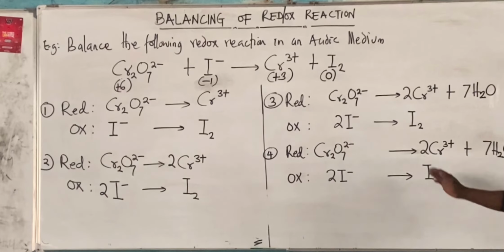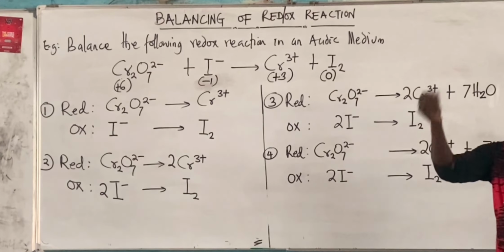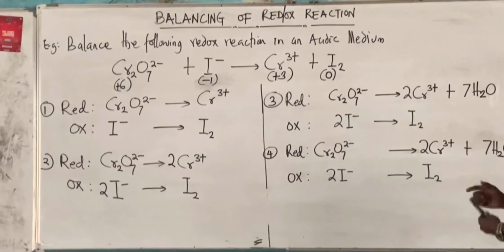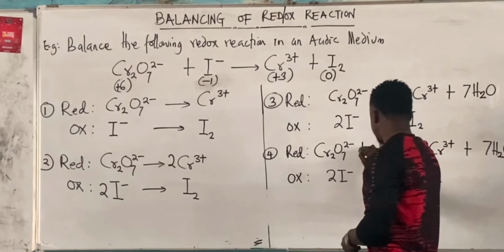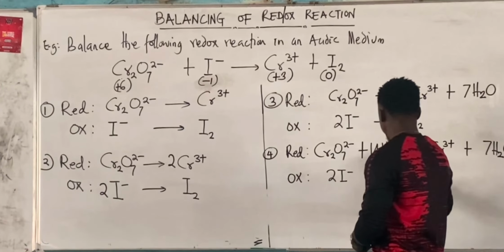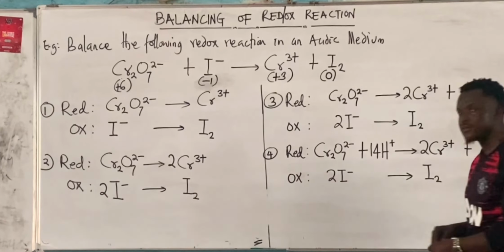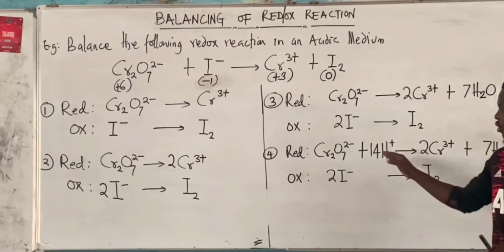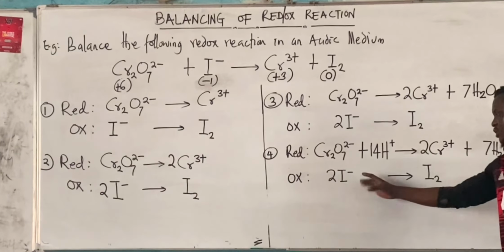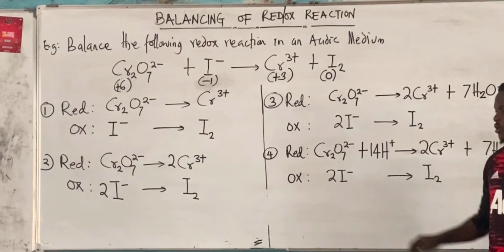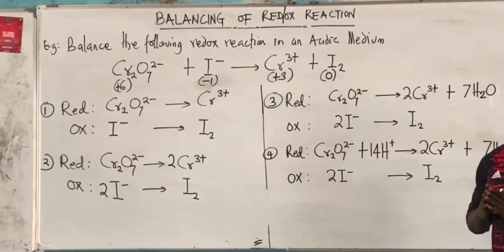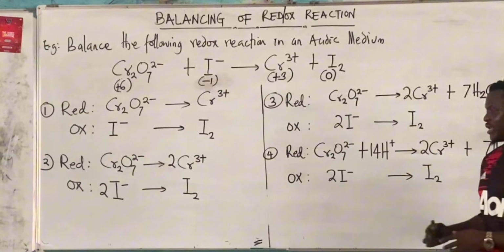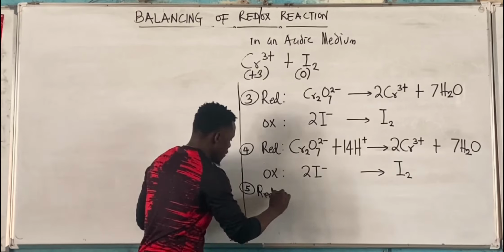Which means that on the left hand side, we're going to add 14 hydrogen ion to balance this guy. This becomes plus 14 H plus, because 7 times 2 was 14. So we need to balance this entire hydrogen by adding 14 hydrogen ion on the opposite side. Now there's nothing to do here, is it not so? So step 5 says balance them electrically. So let's complete step 5 here.